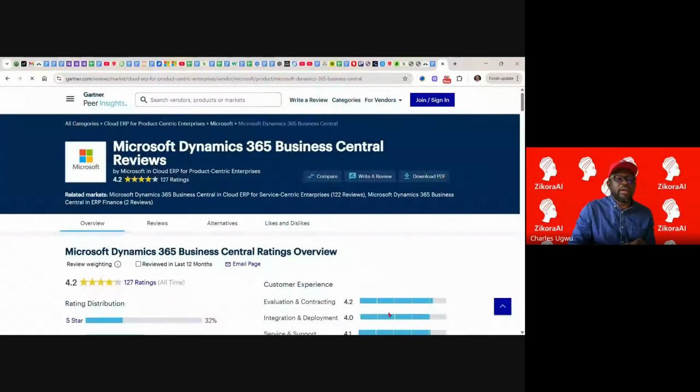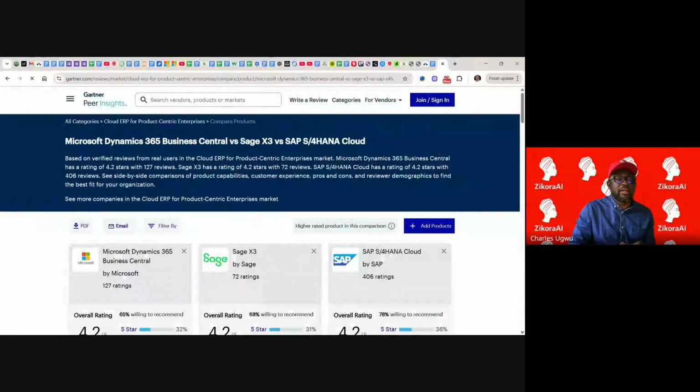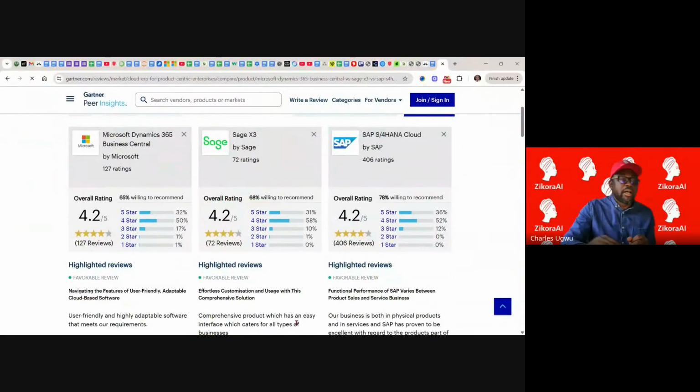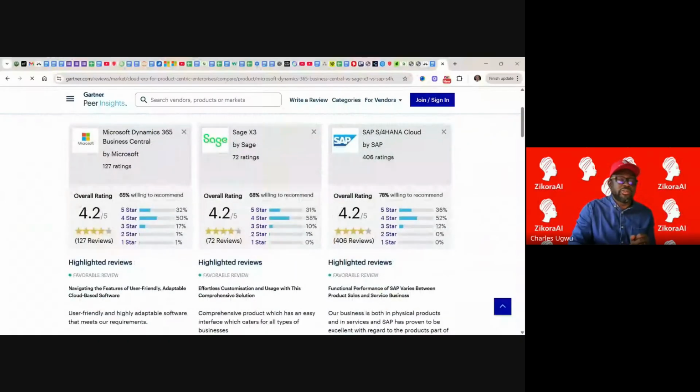When we come over here, it will place them side by side so that we'll be able to compare them effectively. Looking at the comparison here, you see the totals as of today. As of today, you can see that the three of them tie on overall rating: Microsoft 4.2, Sage 4.2, and SAP S/4HANA 4.2 as well. So confusion does not fall on the ground here.